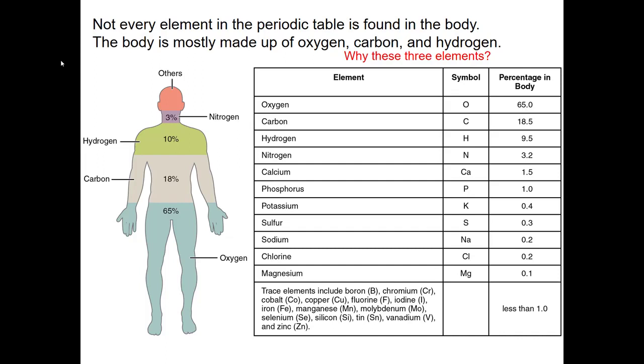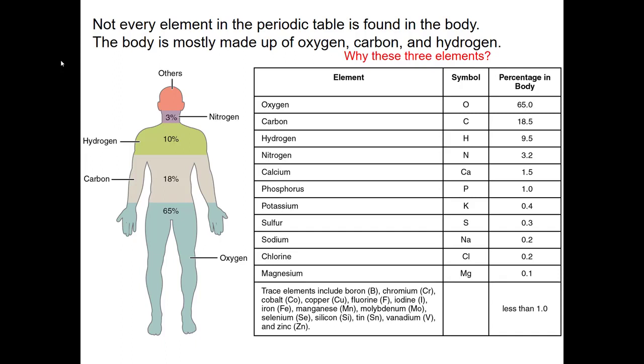So this is a list of the elements that are most common in the body. We're seeing that it's mostly, at the top of our list, we have oxygen, we have carbon, we have hydrogen, then we start to have some nitrogen. Let's focus on these top three: oxygen, carbon, and hydrogen.